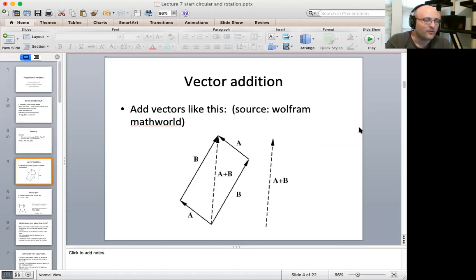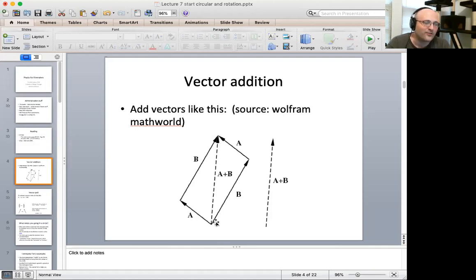Now, the reason on that participation quiz that I asked some vector questions is because it helps us understand some things. If you've never added vectors before, there are two ways to do it. One common way, if you want to add vectors A and B, is to make them sides of a parallelogram, complete the parallelogram, and then go from the initial corner to the opposite corner of the parallelogram, and that tells you the sum.